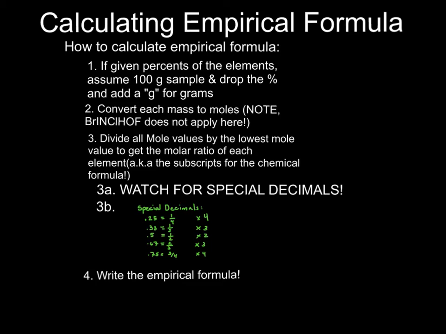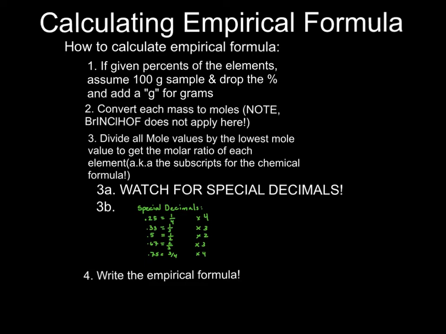Step 3, we divide all the mole values by the lowest mole value to get the molar ratio of each element. Otherwise known as, these are our subscripts. This is how we build the compound, or the empirical formula. We have to be very careful for special decimals when we do this.